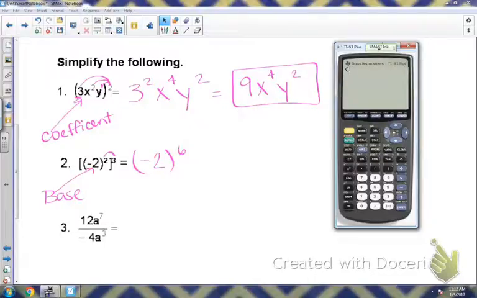So in parentheses, -2. To raise it to any power that you want, you're going to use the caret key, which is below clear. And we're raising it to the 6th power. You should get positive 64. If you did not put -2 in parentheses, notice on the calculator you're going to get a different answer. It should not be a negative answer. Okay, so you have to put parentheses around the negative before you raise it to a power. Okay, so the answer would be 64 there.